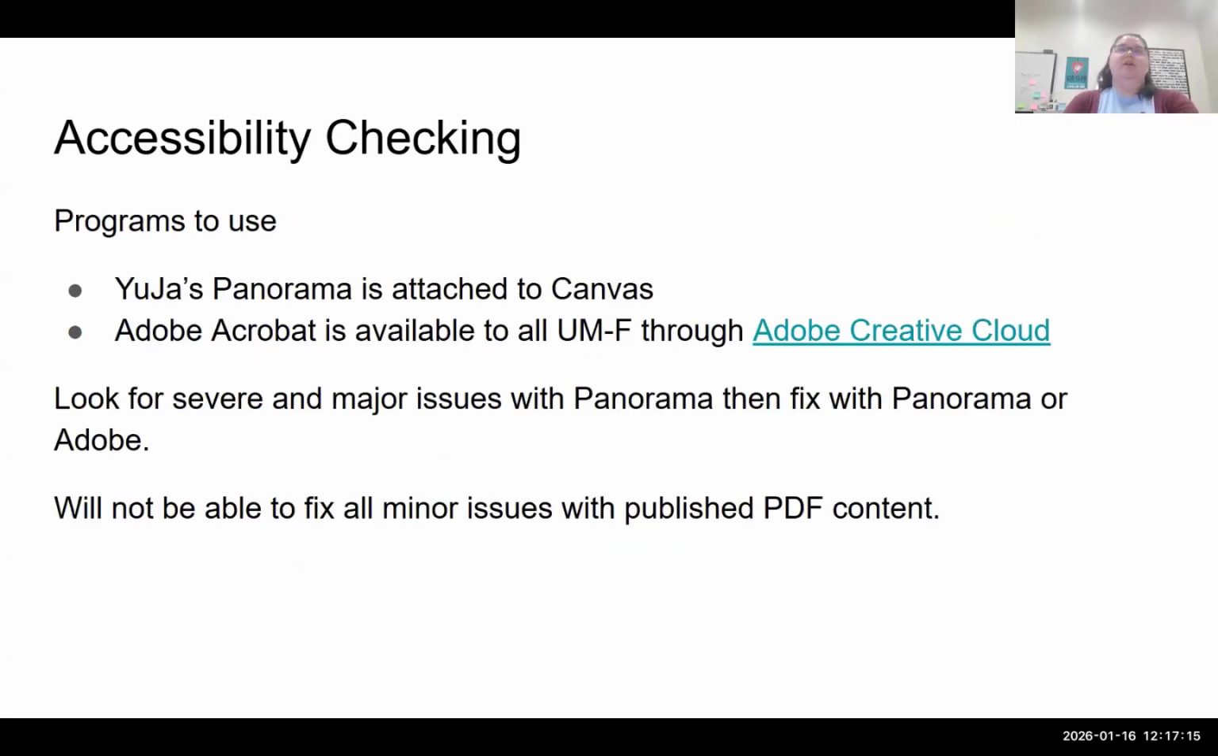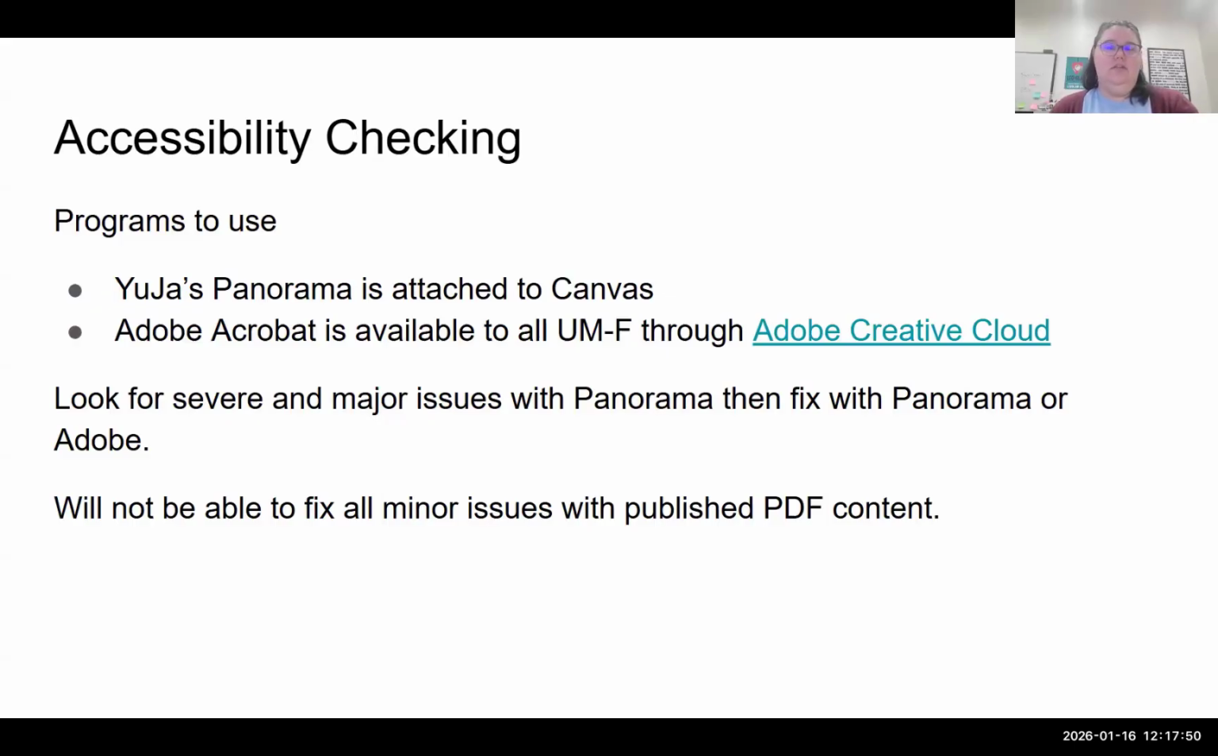So programs to use, especially if you already have content uploaded into Canvas, UJA Panorama at least gives you a clue as to what's going on. But Adobe Acrobat is going to be the main program that you have access to through the Adobe Creative Cloud. The University of Michigan has accounts available for all students, faculty, and staff that they can download and use. And it's going to be the major tool that would actually allow you to fix everything to the best of your ability, or at least get it as close to accessible as possible.